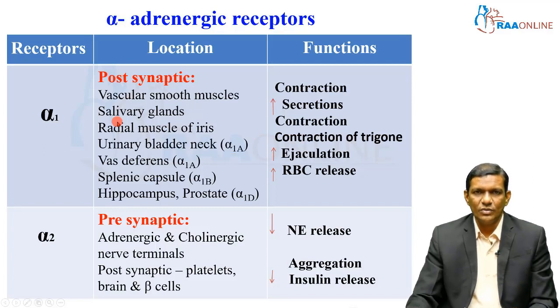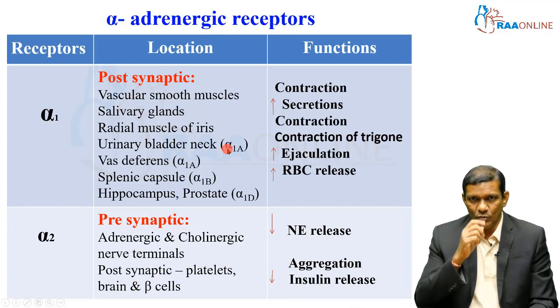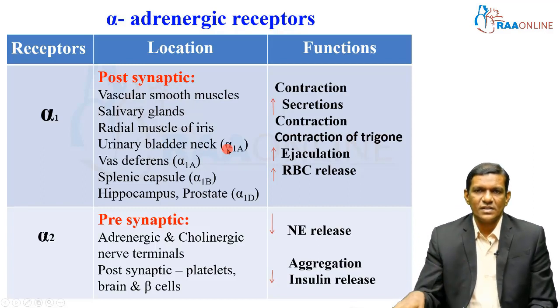Similarly, in the urinary bladder neck, alpha 1A is the subtype present, and also in the vas deferens. When alpha 1 is stimulated in that area, it leads to increased contraction of the trigone, and similarly increased contraction of the vas deferens leads to increased ejaculation.